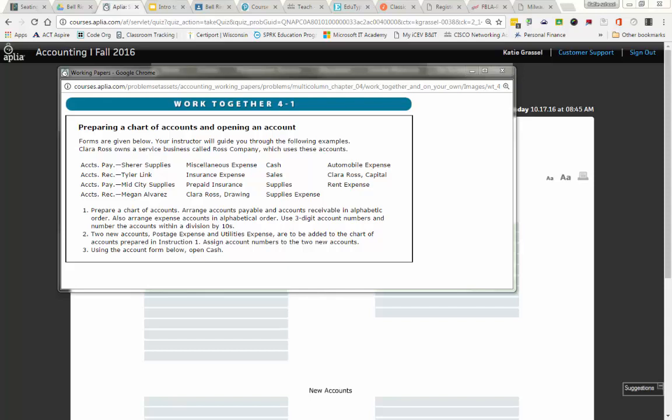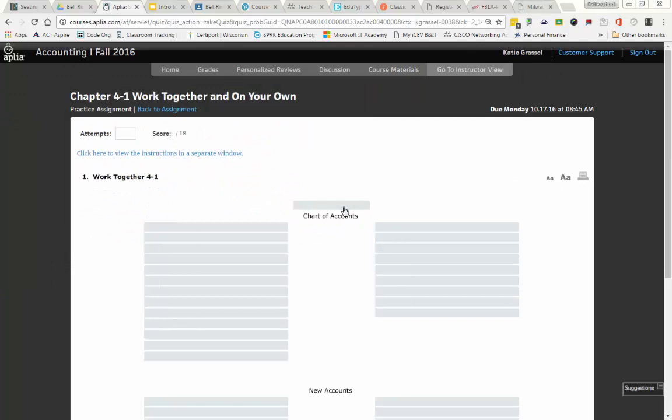But the first thing that we have to do is understand that we have 2 parts to our chart of accounts. So we're going to take all of these accounts, which are all mumble-jumbled up, which is why you need to know your account classifications, and we have to put it on here. The very first line, we're going to put in the name of our business, which is Ross Company. Below that, it says chart of accounts. There are 2 sides of our chart of accounts. The left-hand side is called our balance sheet accounts. So that's what I'm going to write, and then the right-hand side is going to be our income statement accounts.